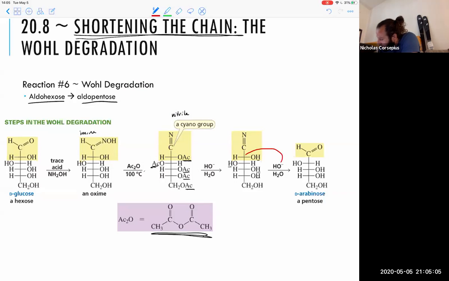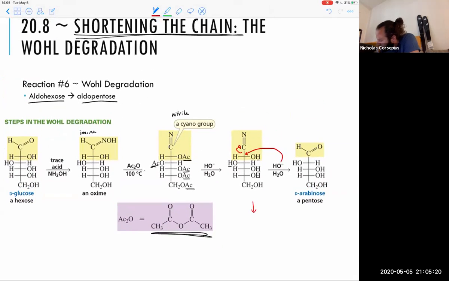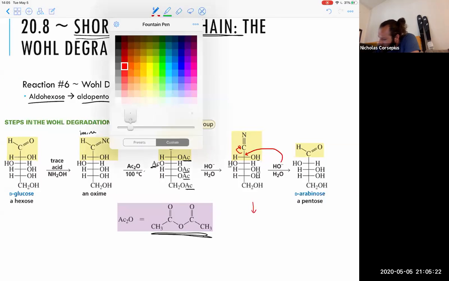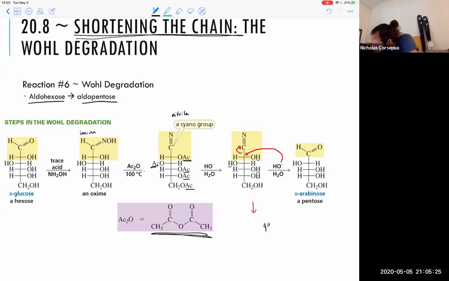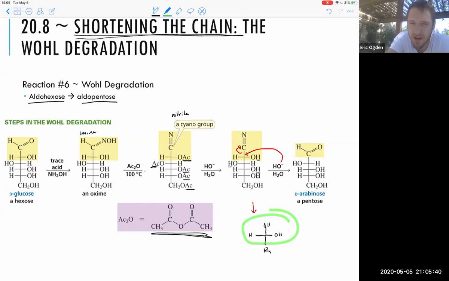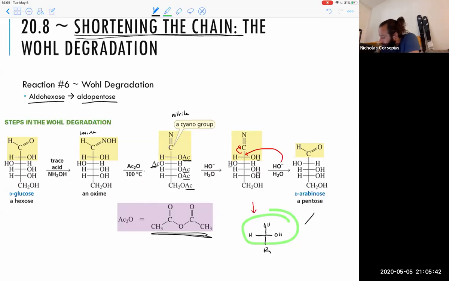So you have your hydroxide coming and attacking this carbon here. That kicks off that cyano group as a leaving group. We're left then just going to be lazy here and put R. And remember these, does anybody remember what we called them when they had two OH groups on the same carbon? A gem diol. Yeah, so our gem diols, remember, are in equilibrium with our aldehydes, right?